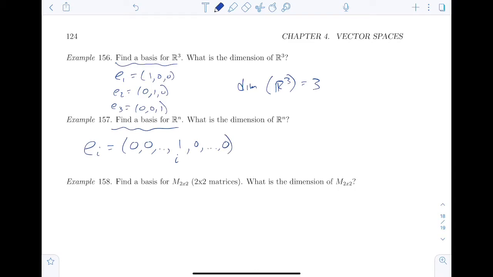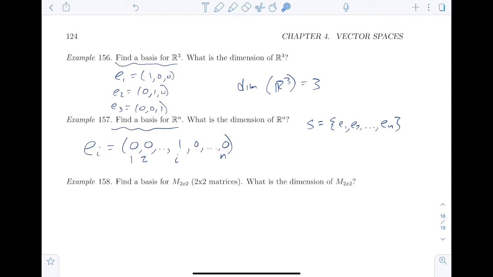So then the spanning set is going to be e1, e2, and en. So 1, 2, n, right? So I have n coordinates for Rn. First coordinate, second coordinate, ith coordinate, and nth coordinate. So e1 would have a 1 here, e2 would have a 1 here, en would have a 1 here.